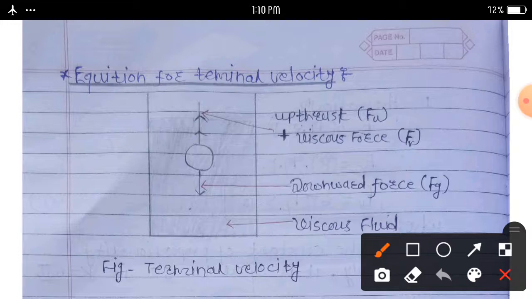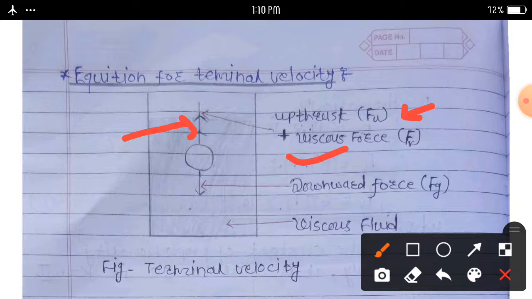At terminal velocity of a body, the total downward force is balanced by the total upward force due to upthrust and viscous force. This viscous force is considered a buoyant force. Then the total upward force is the upthrust due to the medium plus the viscous force.